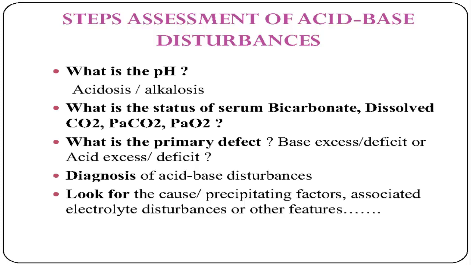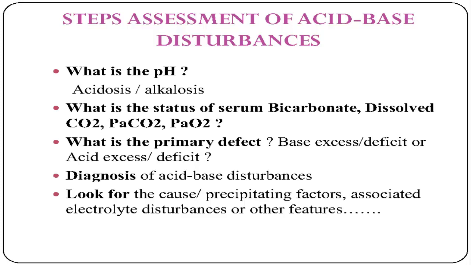And what is the next thing you have to look for? Now the next thing you have to look at is the status of some important parameters. These are the status of serum bicarbonate, dissolved carbon dioxide, partial pressure of carbon dioxide and partial pressure of oxygen. Now this point will help you to diagnose whether there is base excess or base deficit, or there is acid excess or acid deficit.